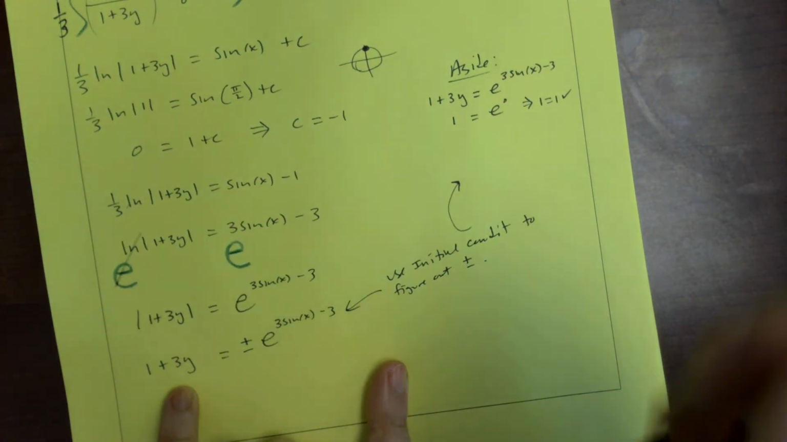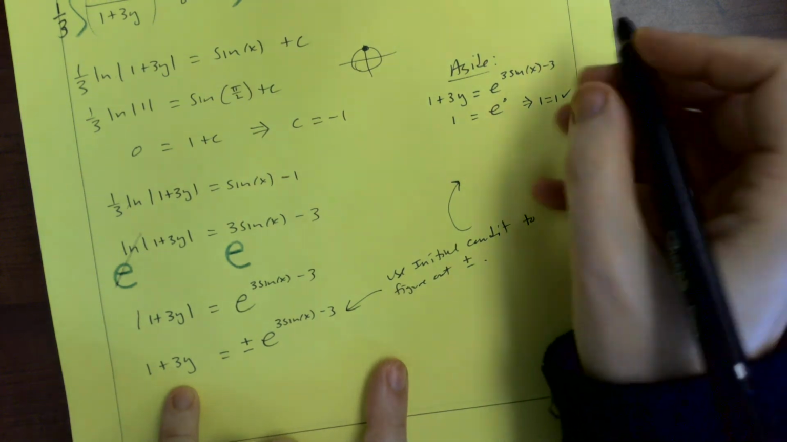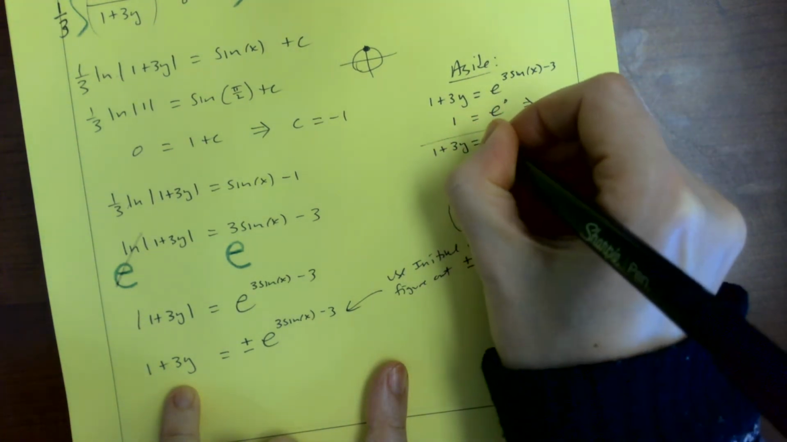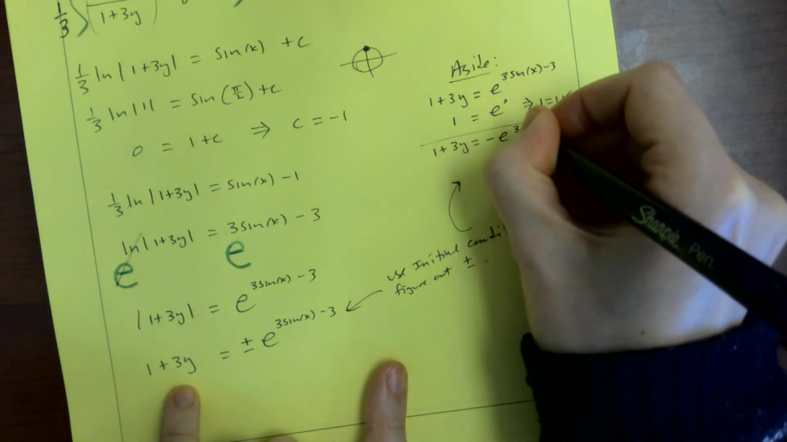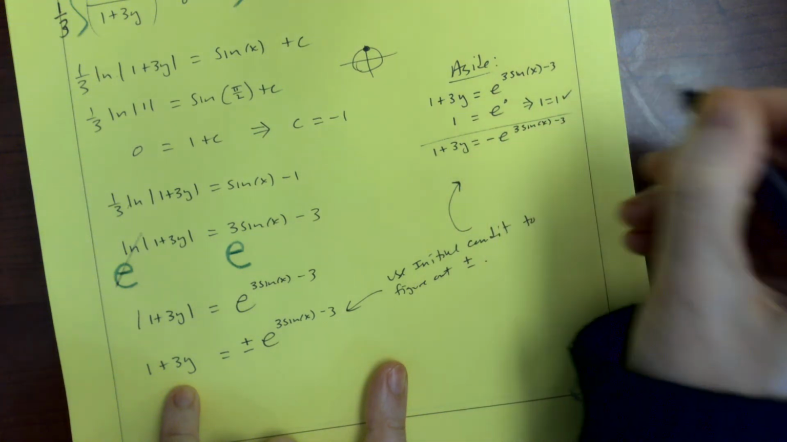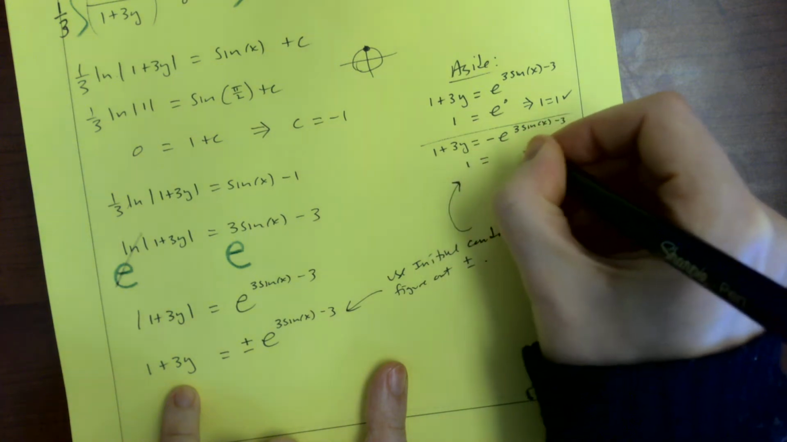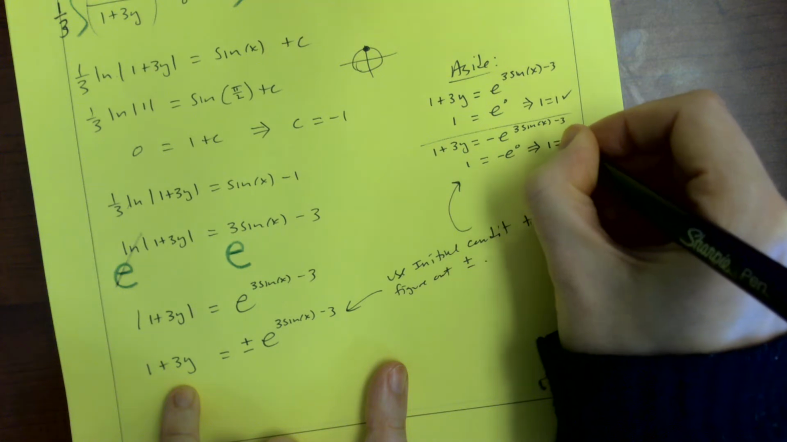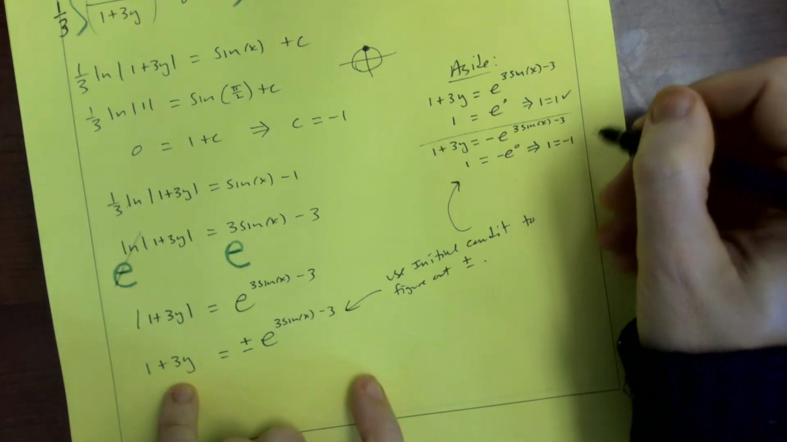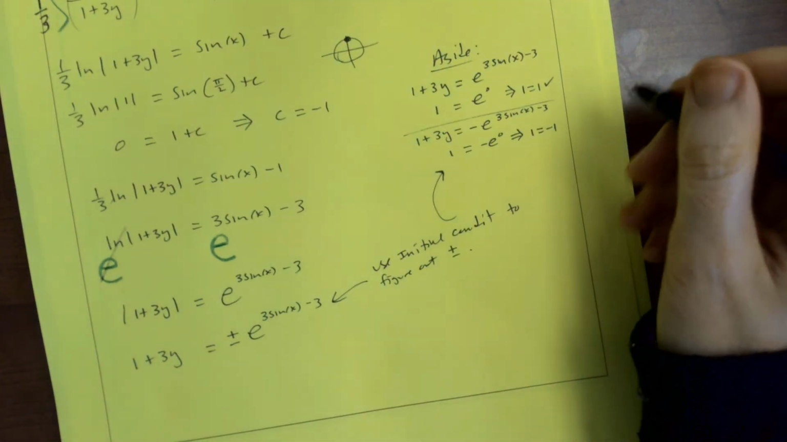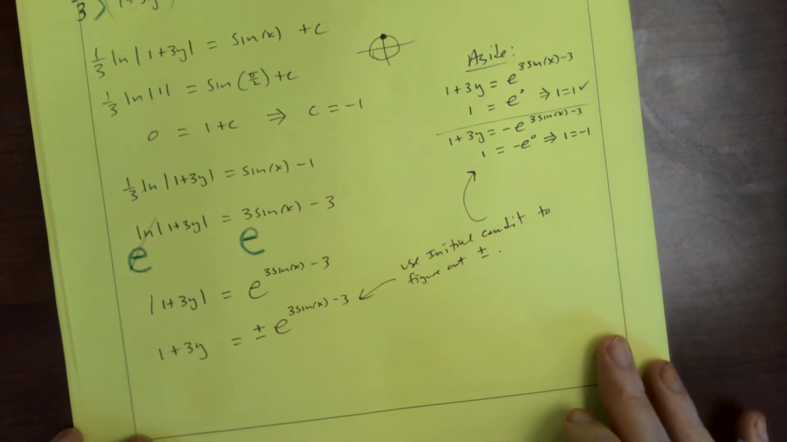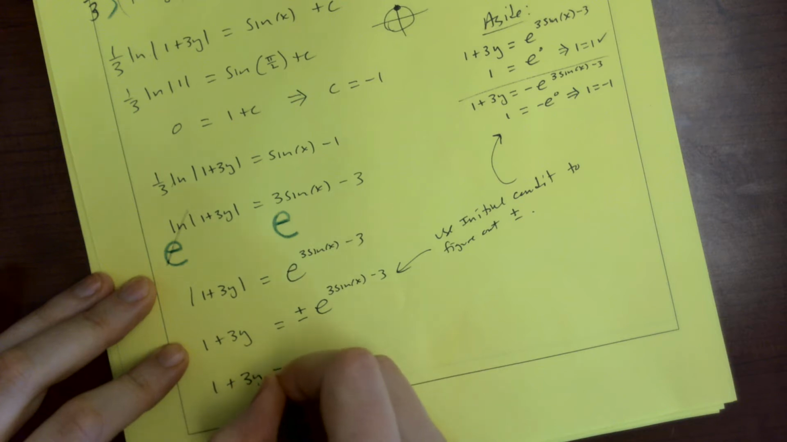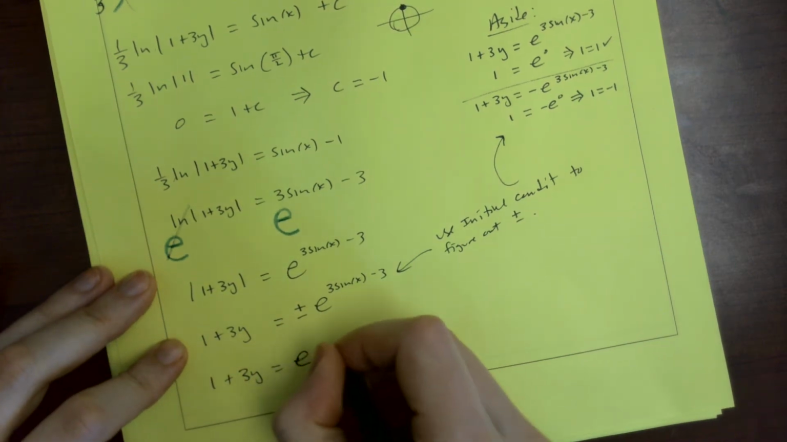Now let me just test the negative one and make sure that it doesn't work. 1 plus 3y equals negative e to the 3 sine of x minus 3. That would be 1 equals negative e to the 0, so 1 equals negative 1. That one is not true. So this aside is telling me that it's the positive one. So 1 plus 3y equals e to the 3 sine of x minus 3.